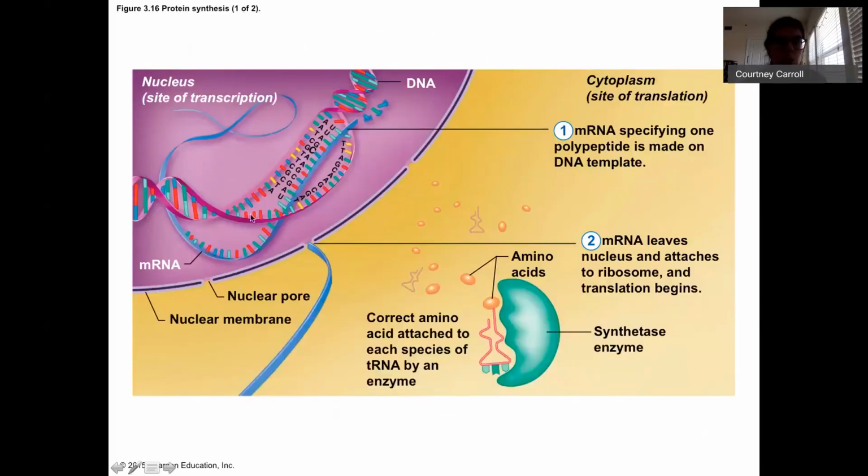And so, showing you just a brief overview of transcription, we're going to make mRNA in the nucleus of one piece of our DNA template, and then it will leave our nucleus and attach to a ribosome for translation. So transcription occurs in the nucleus, whereas translation occurs at a ribosome in the cytoplasm or on our rough ER.